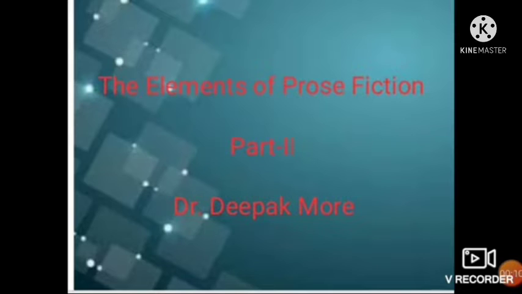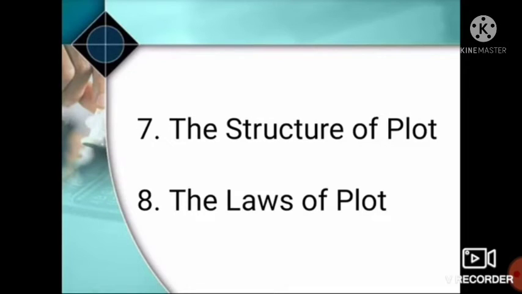Today, we are going to study the remaining part of the elements of prose fiction, that is part number 2. Suspense. By suspense, we mean an explicit uncertainty as to the outcome of the story. True suspense is more than a matter of not knowing how things will turn out. The suspense of which we speak involves some awareness of the possibilities and ideally some concern about them.